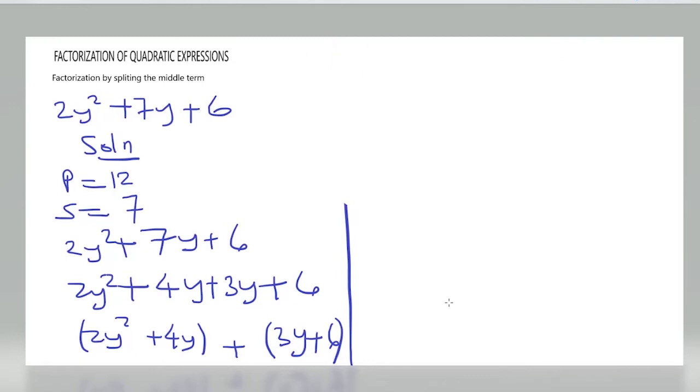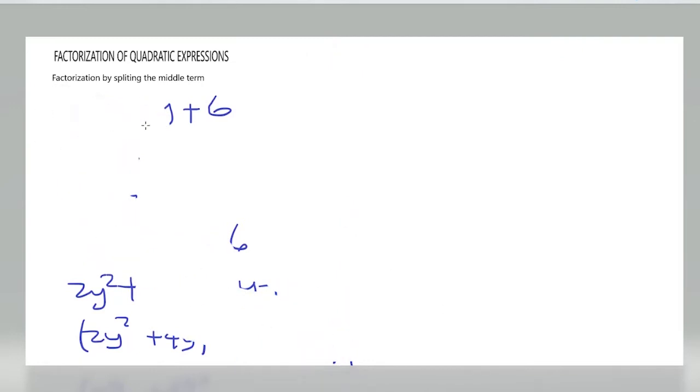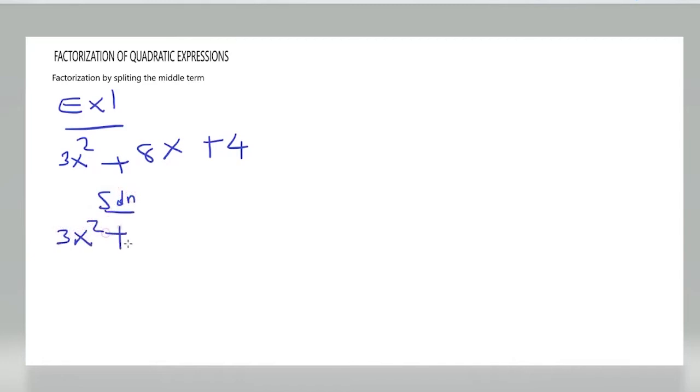Now let me give you the first example. Factorize or obtain the factors by splitting the middle term. Now assume you have this question. This is example number 1. Assume you have 3x squared plus 8x plus 4. Now factorize by splitting the middle term. Okay, solution: 3x squared plus 8x plus 4.